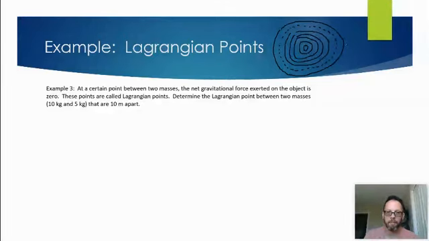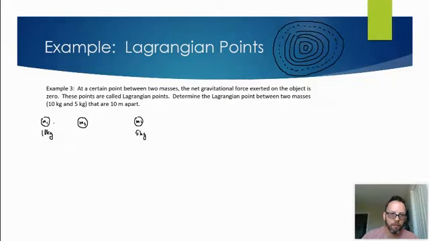Let's get back to our example. At a certain point between two masses, the net gravitational force is 0. So let me draw our diagram here. Say we have mass 1, and this is 10 kilograms. And we've got mass 2, 5 kilograms. And we are going to imagine some third mass somewhere in the middle. I don't know where it is right now, so I'll just call it M3. We don't know its mass right now. We might see later that it doesn't factor in.